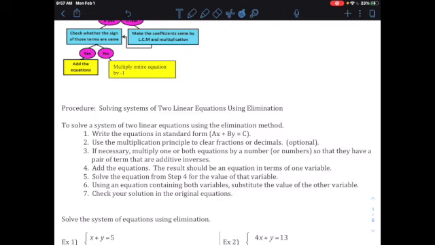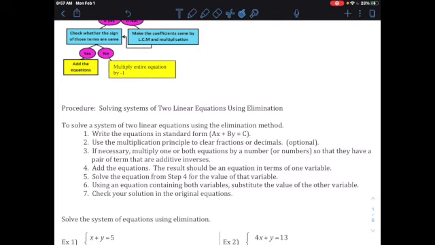1. Write the equations in standard form, ax plus by equals c. Actually, you don't have to write it in that form, as long as the top and the bottom lines up. The first equation lines up with the second equation. If you have y first, then the second equation has to have y first. So you can line up any way, but make sure you line up. 2. Use the multiplication principle to clear fractions or decimals.